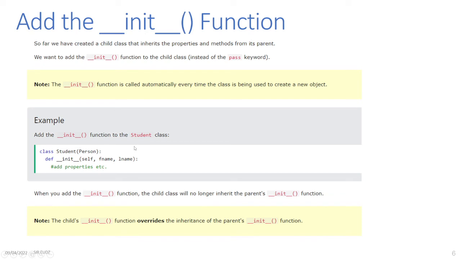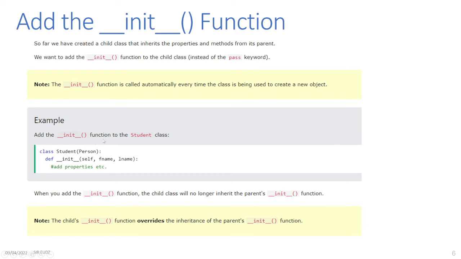Then we add the init function. So far we have created a child class that inherits the properties and methods from each parent. So we want to add the init function to the child class instead of the pass keyword. The init function is called automatically every time the class is being used to create a new object.